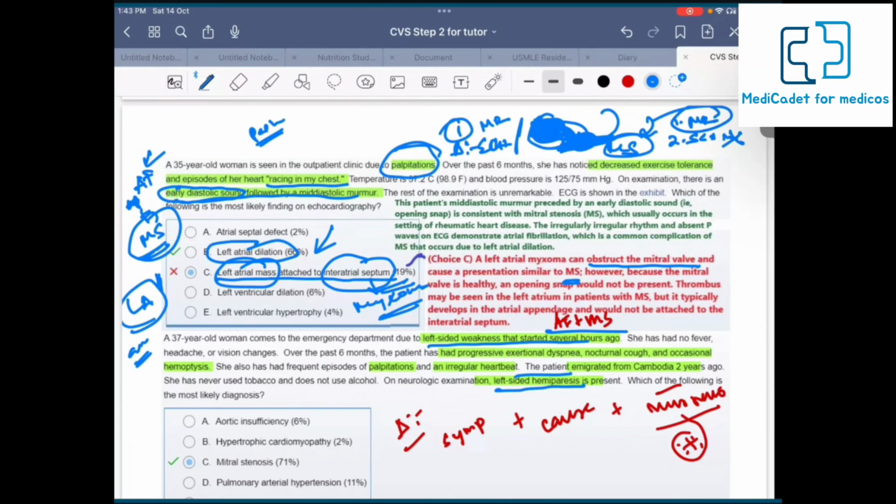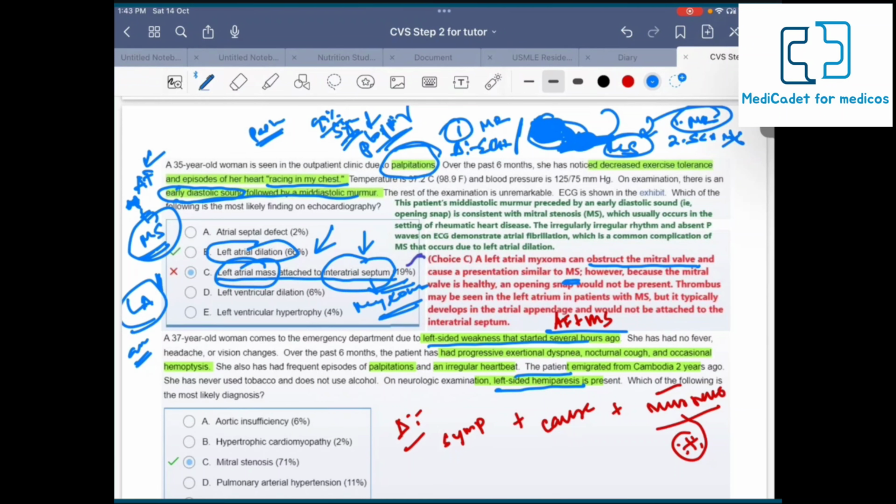But one more thing is there will be a classic sign in case of myxoma. That is, there will be a plopping sound. They will mention it in most questions. I think 99% of questions with myxoma will mention something called a plopping sound. There are two things that they will definitely mention when it comes to a myxoma question. Either it is this plopping sound, or they will give an echo finding itself, which is a mass in the interatrial septum. These two things they will mention. So that's what they're saying.